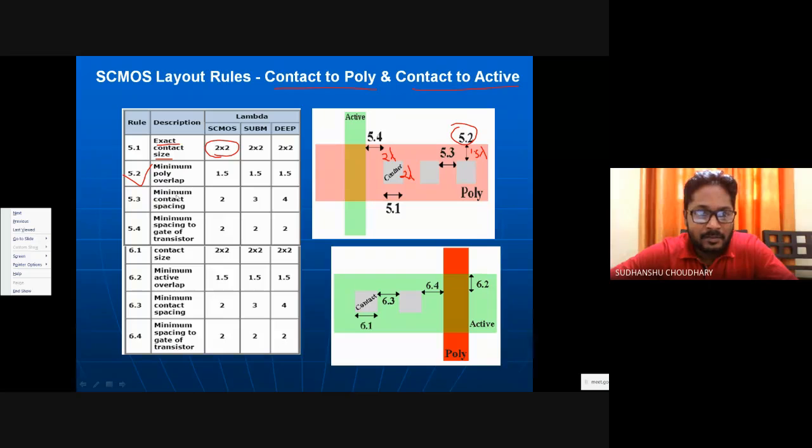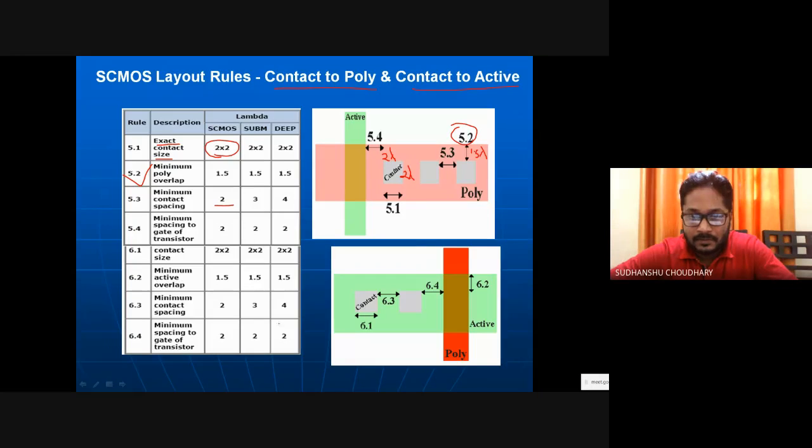Then similarly, minimum contact spacing, that is the minimum spacing between two contacts, should be around 2 lambda. Similarly, for active contacts, the size of the active contact should be 2 lambda by 2 lambda again. It is fixed at 2 lambda by 2 lambda for this contact. Then minimum active overlap, I think, should be similar to this one. So you have some spacing left over here and some spacing left here, and that should be somewhere around 1.5 lambda.